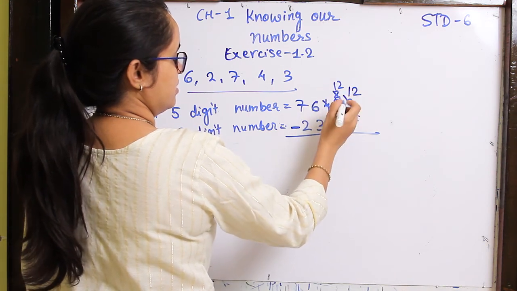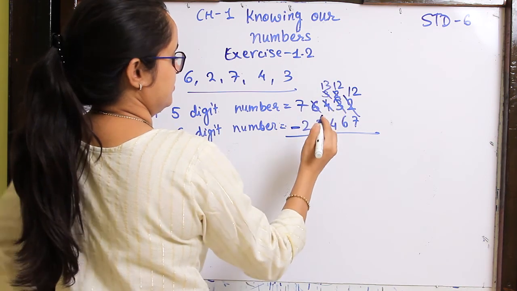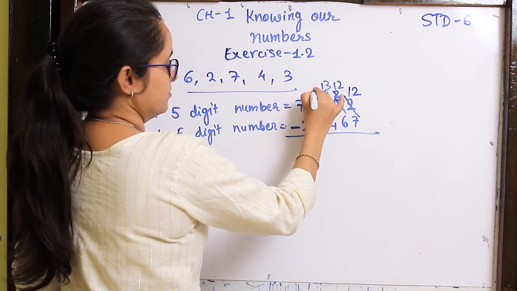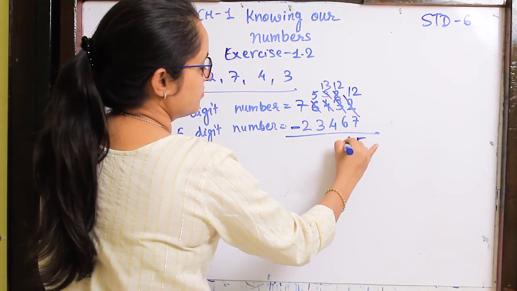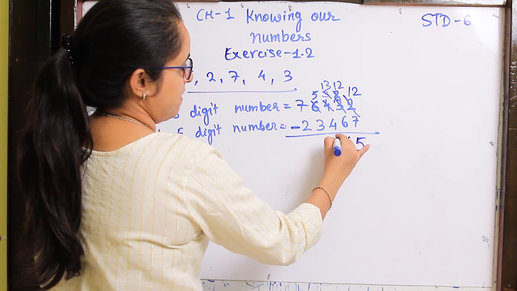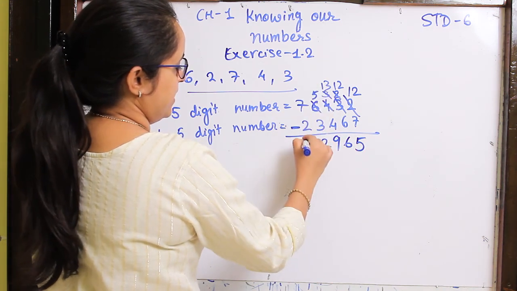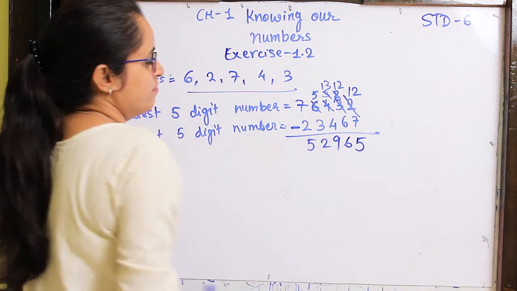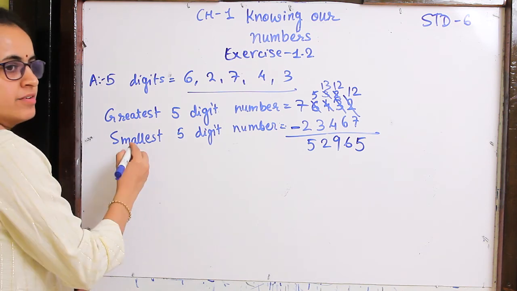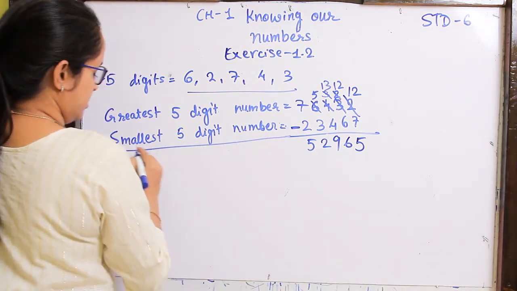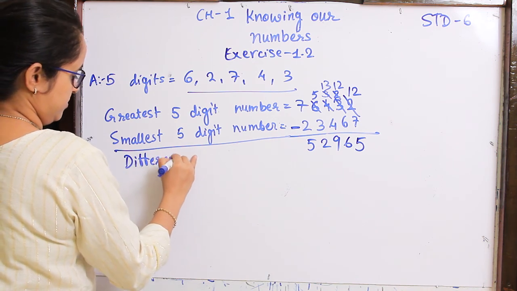This is your greatest. Now the smallest. For the smallest, you have to arrange these numbers in ascending order, so small to big. So the smallest 5-digit number is: put these numbers into ascending order, smaller number first. 2, 3, then 4, then 6, then 7.